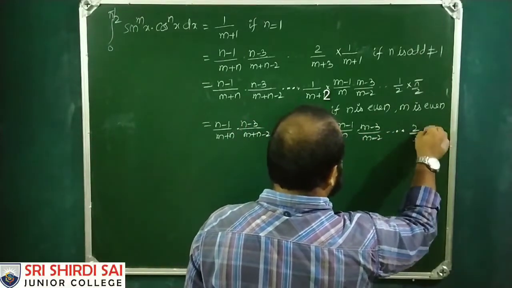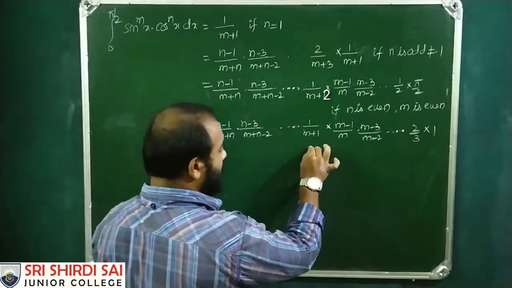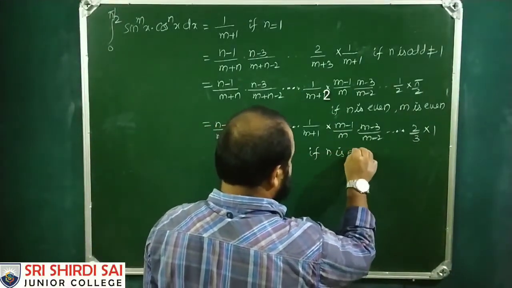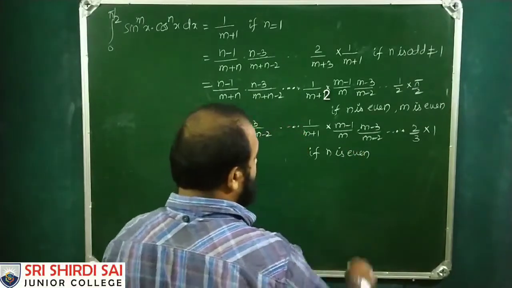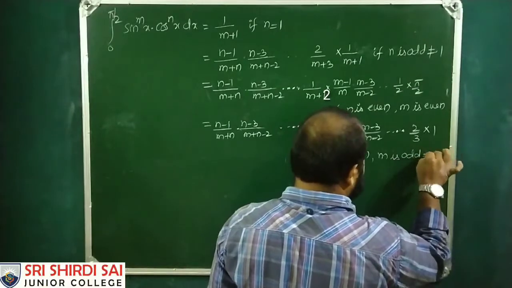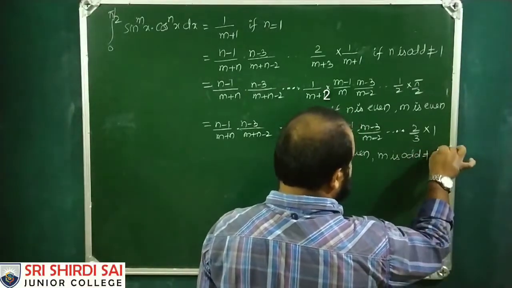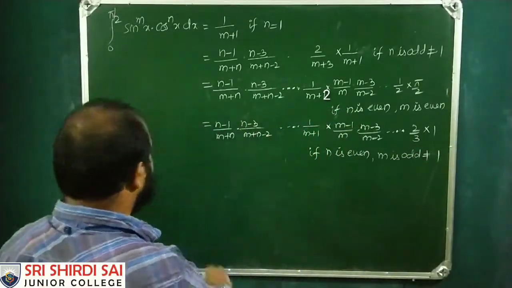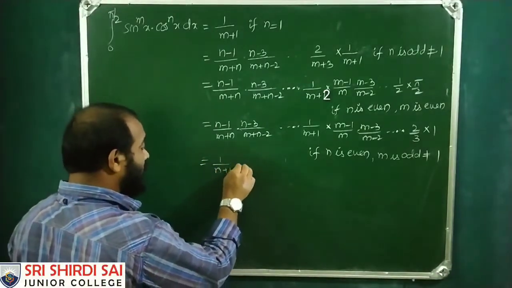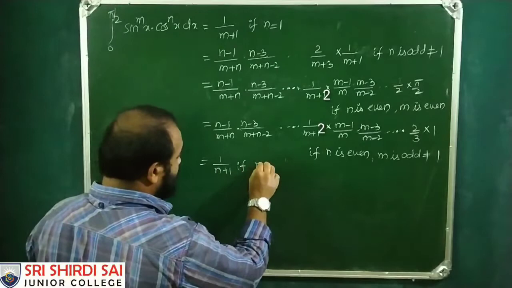2 by 3 into 1 if n is even, comma, m is odd, where m is not equal to 1, and the last one is 1 by n plus 1 if m equals 1.